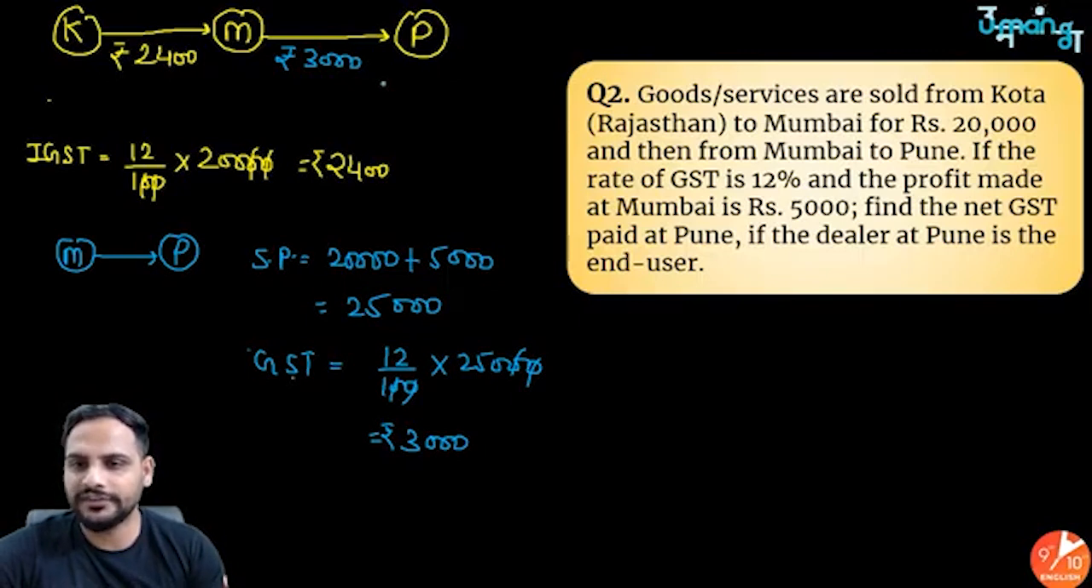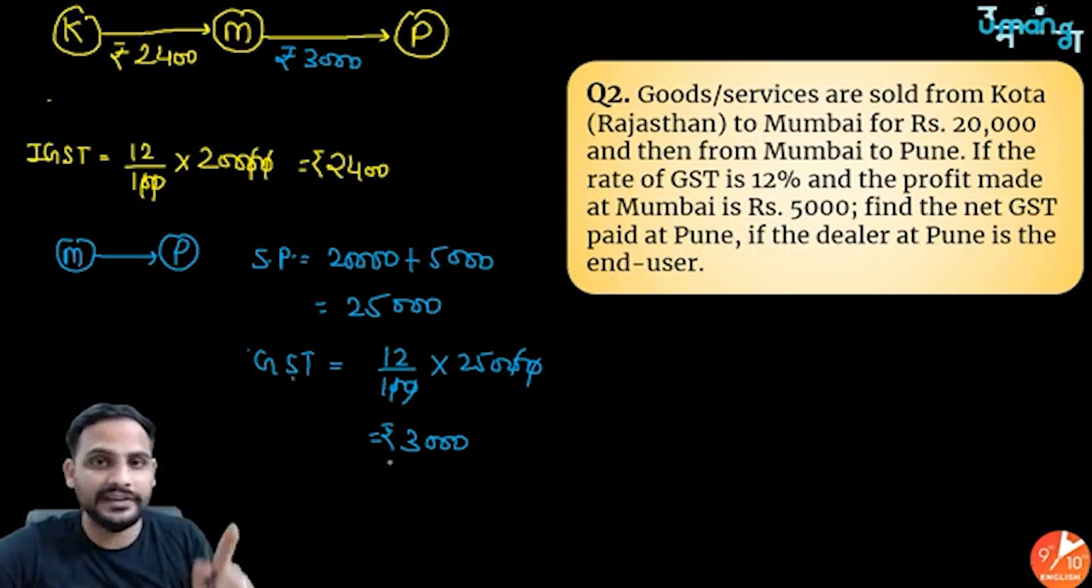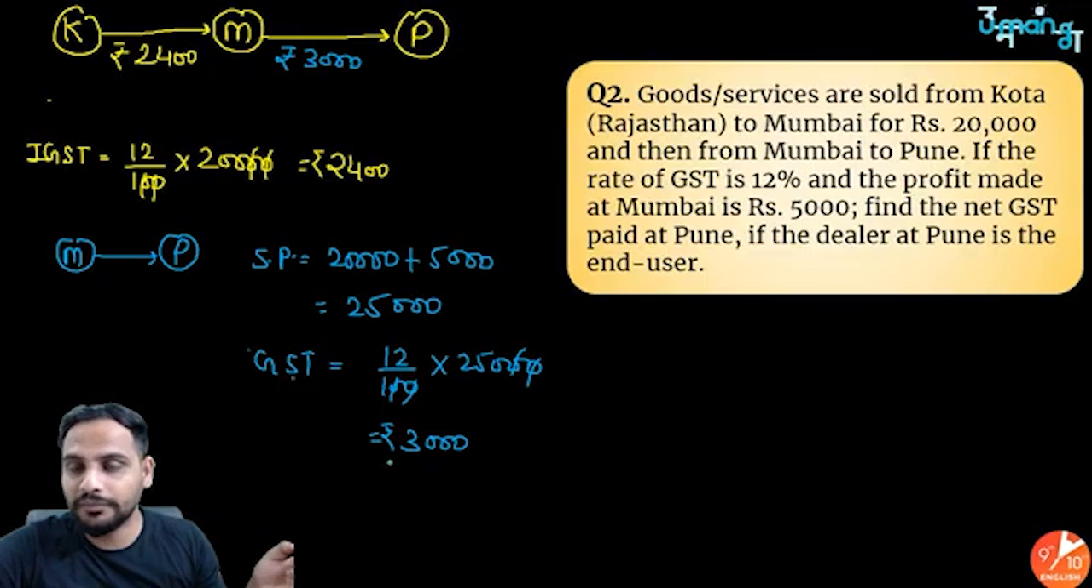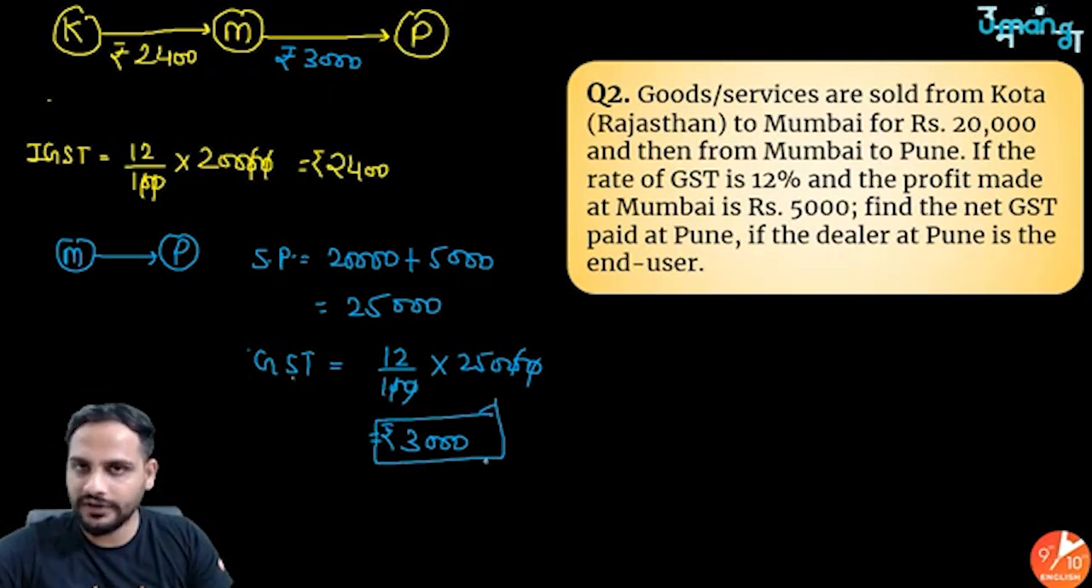Now what the question is saying: find the net GST paid at Pune. Remember, it is not saying net GST paid at Mumbai or wherever. Find the net GST paid at Pune if the dealer at Pune is the end user. So the person at Pune, how much GST has he paid? Rupees 3,000. So net GST at Pune is 3,000.